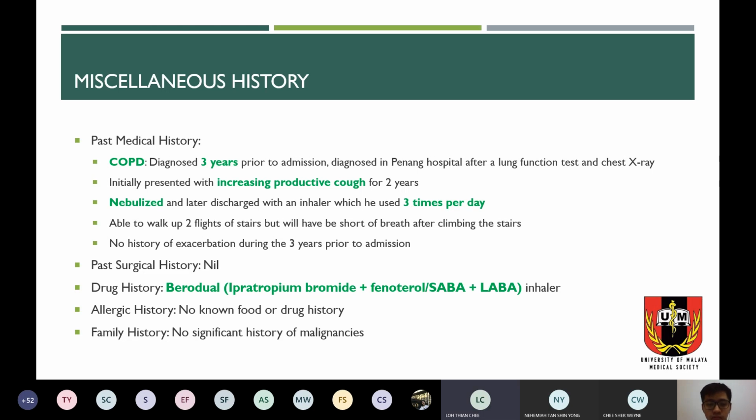I see. GOLD classification is only important during diagnosis because you want to know what kind of medication to initiate. Subsequently, for all the follow-ups, your GOLD classification doesn't matter anymore. All right. Okay, let's go on.